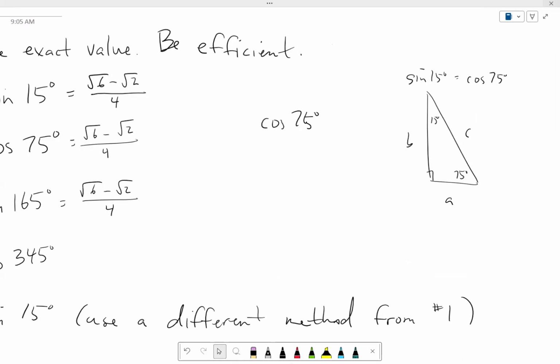The co-function identity. Remember, co-function identities deal with what kind of angles? Complementary. Take a look at the angles in numbers 1 and 2. They're complementary, which is why, Shane, we were able to put it together in that triangle.